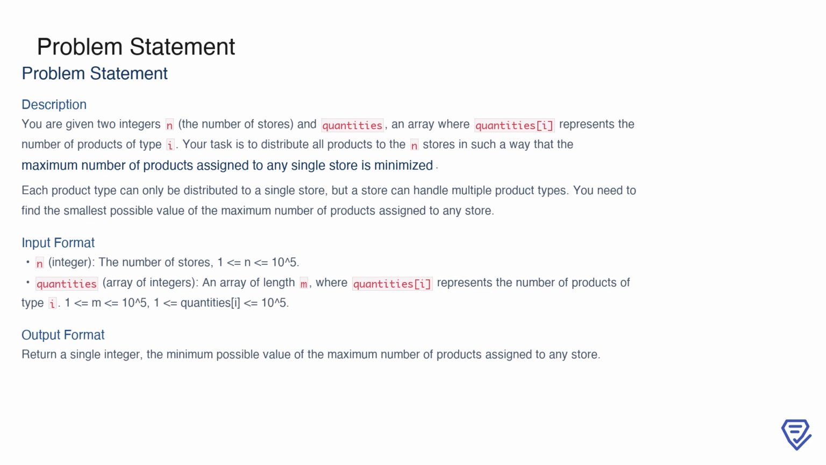Each product type can only be distributed to one store, but a store can handle multiple product types. For instance, if there are 5 product types, each type must be assigned to only one store, but one store can handle products from multiple types. The input consists of two main components: an integer n, which is the total number of stores, and an array quantities, where each element represents the number of products available for a specific product type. The output is a single integer representing the smallest possible maximum number of products that any store will hold.